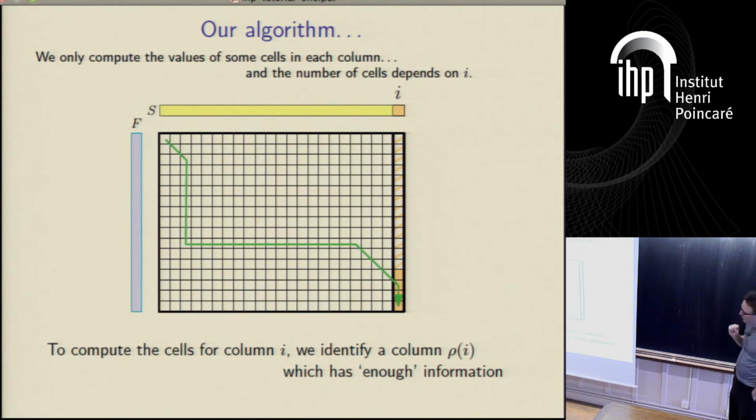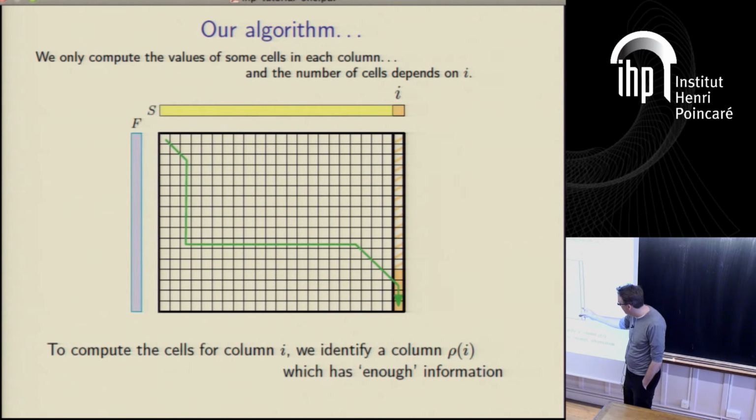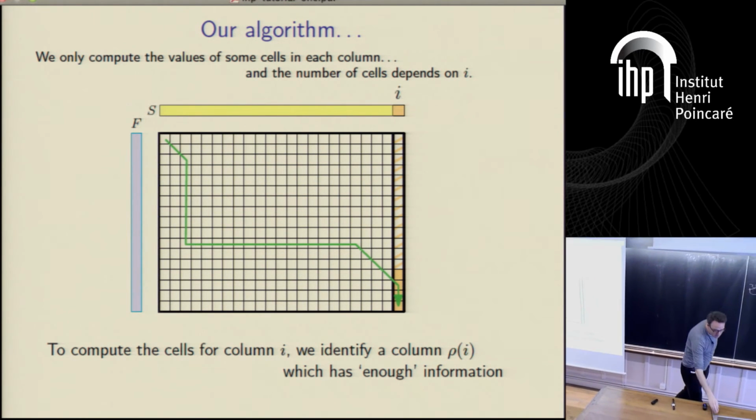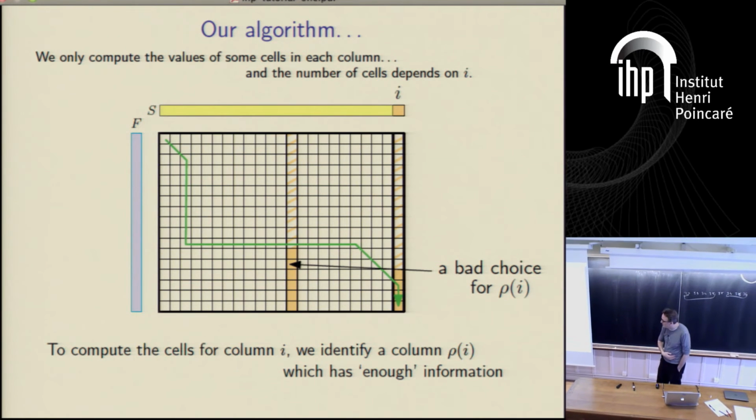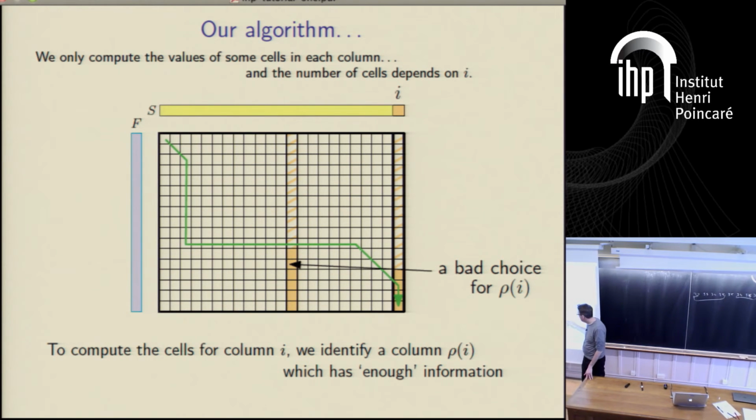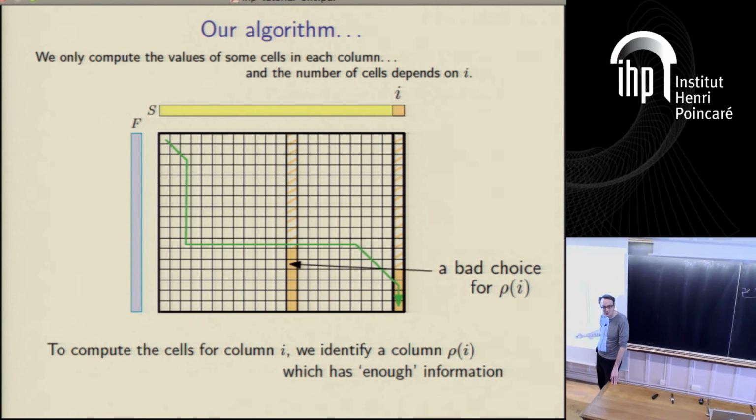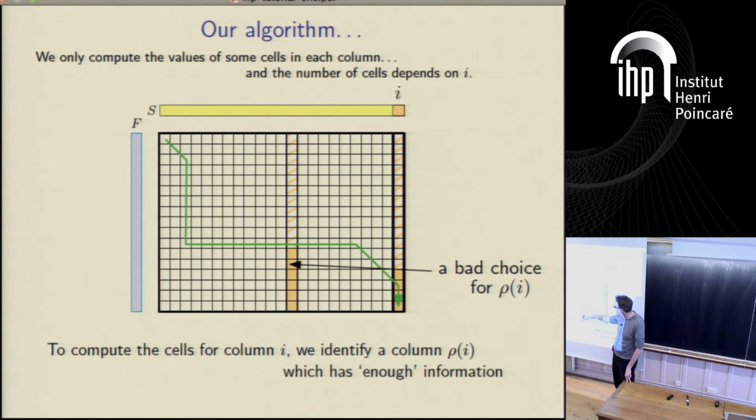So anyway, in order to compute these answers here, we're going to identify some column, which we call row I, so it's a function of I, which I'll tell you explicitly what that function is in a bit, which is sometime in the past. We're going to look at the values in the past here, and try to use the values we have in this column in the past in order to give these things here. Unfortunately, if we chose this column, it would be a disaster, because it turns out that the lowest shortest path goes via something above the computed values, and so we can't get the right answer.